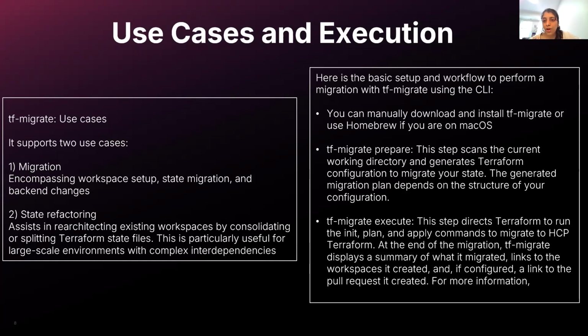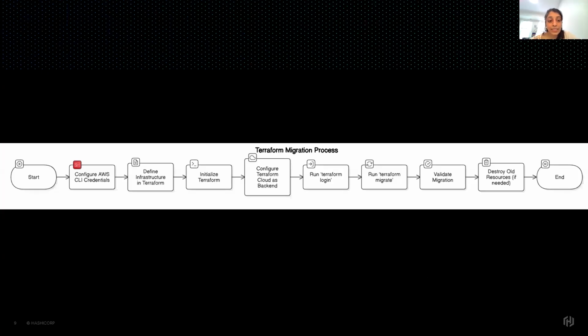Okay, so this is an overview of the Terraform migration process. So first, we should have our AWS CLI credentials configured. So what I will be doing in today's demo is I have already defined my infrastructure in Terraform. I will be initializing it and deploying it locally. So I just want everybody to see how it can be directly migrated from your local running code in the cloud to your Terraform Cloud, managing the state files in the Terraform Cloud.